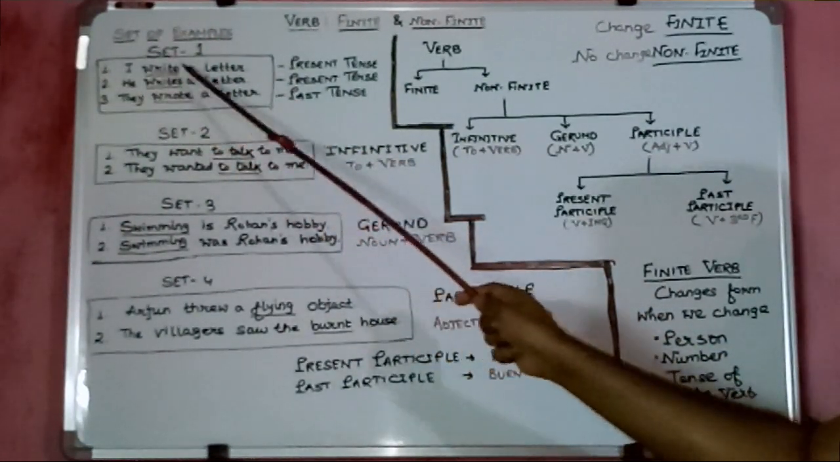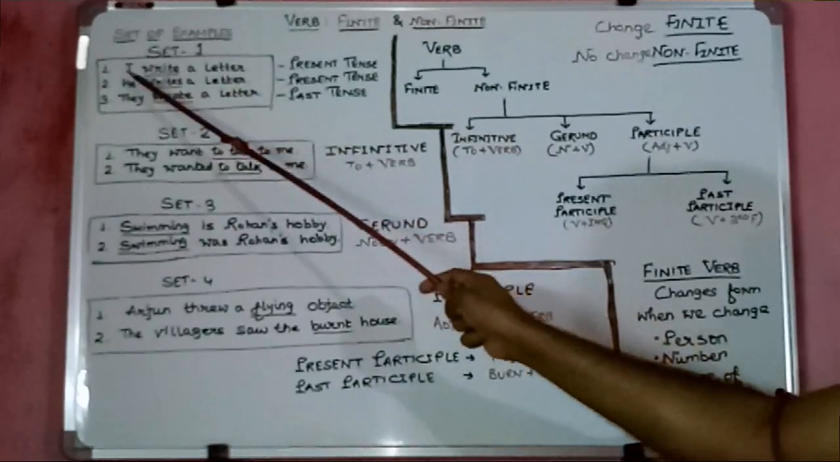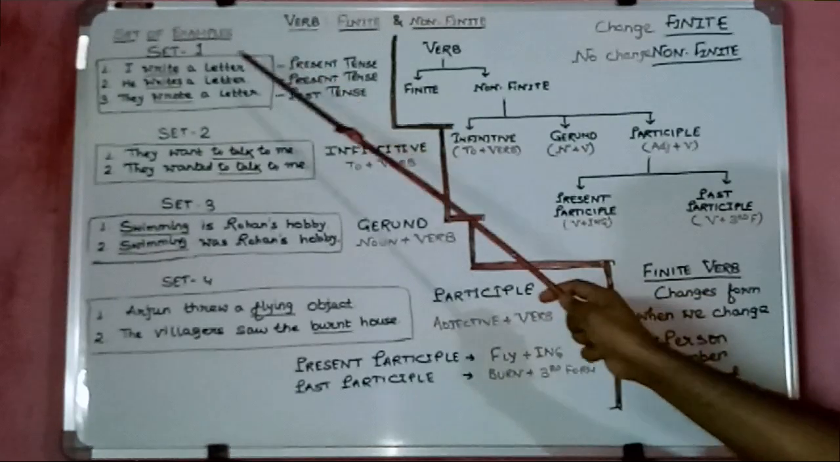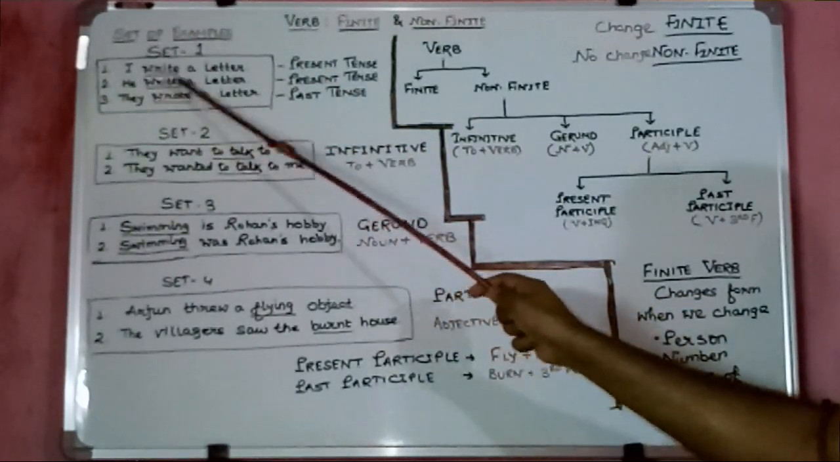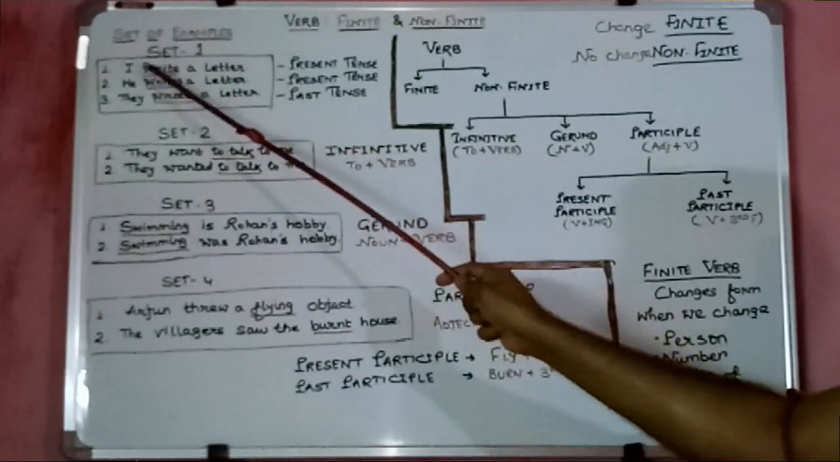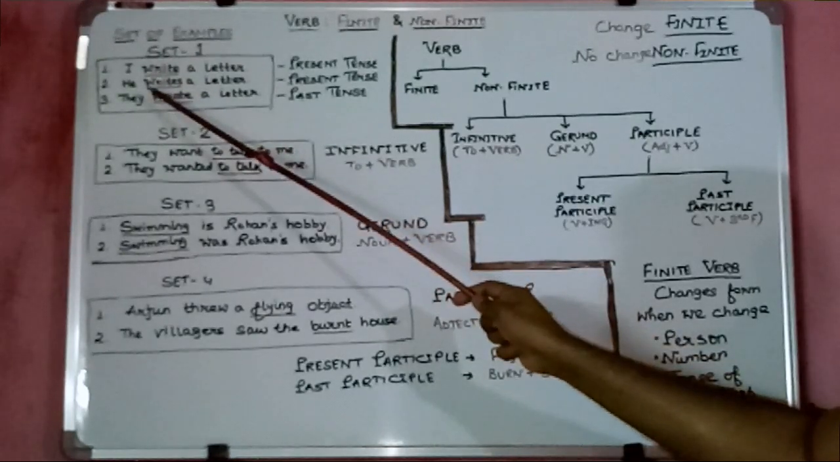First one, I write a letter. Here the verb is write, which is written in present tense. Second sentence, he writes a letter. In the second sentence also the tense is present. But look at the difference in both the sentences.